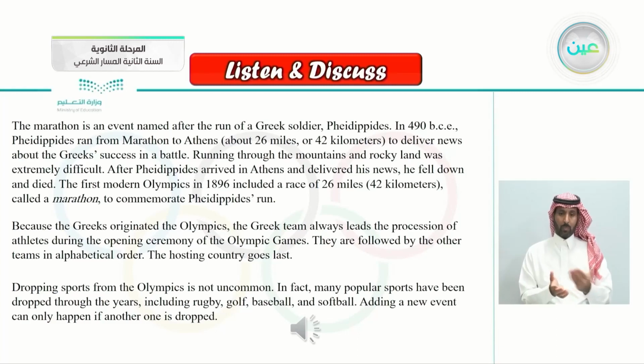Because the Greeks originated the Olympics, the Greek team always leads the procession of athletes during the opening ceremony of the Olympic Games. They are followed by the other teams in alphabetical order. The hosting country goes last. Dropping sports from the Olympics is not uncommon. In fact, many popular sports have been dropped through the years, including rugby, golf, baseball, and softball. Adding a new event can only happen if another one is dropped.